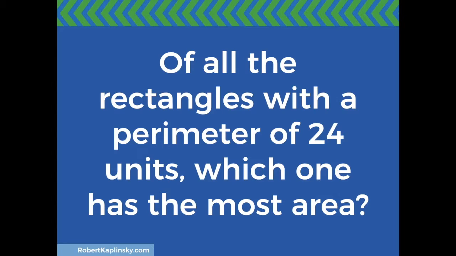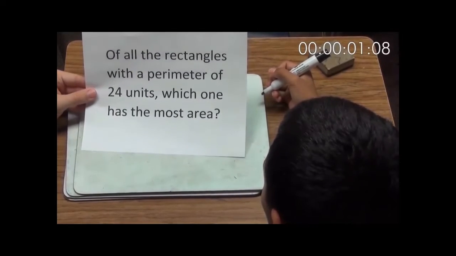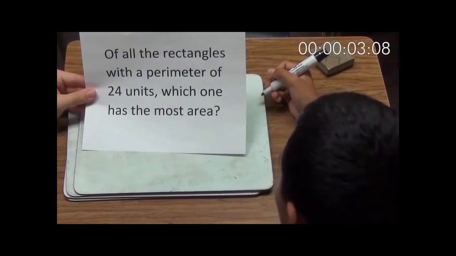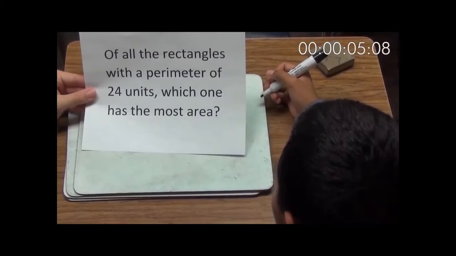Notice a timer in the top right. Of all the rectangles with a perimeter of 24 units, which one has the most area?